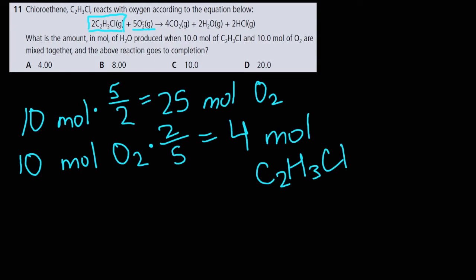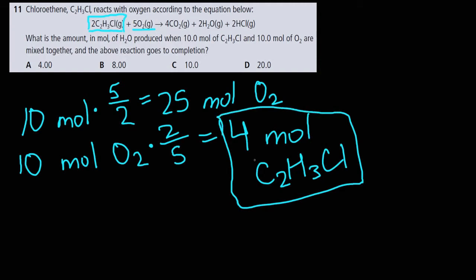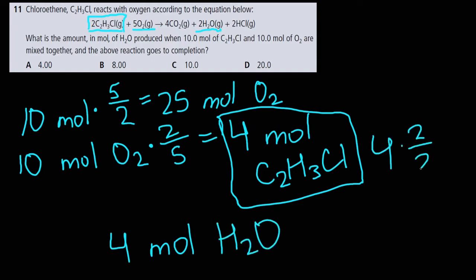Now we can base our stoichiometry on this discovery here, that we're only going to use 4 moles of this substance. Since the water, which is what we're looking for, reacts in a 1-to-1 ratio with the chloroethene, we can say that with 4 moles of chloroethene, we would also produce 4 moles of H2O, because 4 times 2 over 2 still equals 4. And so we have 4 moles of water, and so the answer is A.